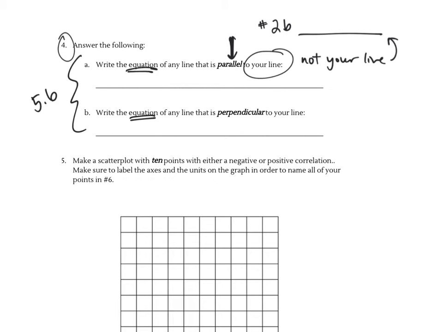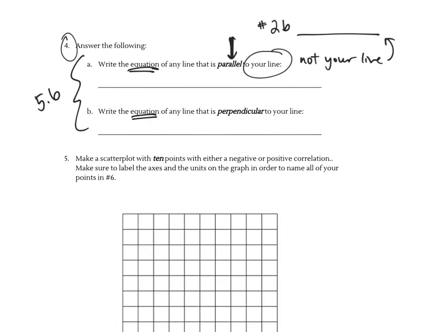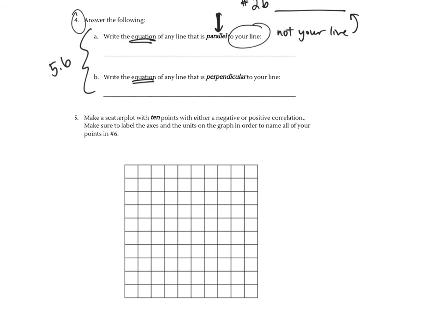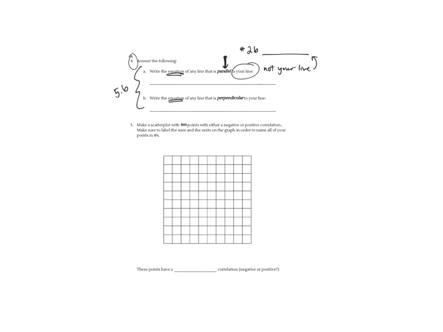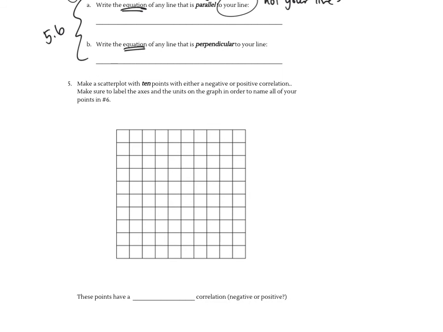Okay, and then for 5, I guess I should have actually picked to start with 6 instead. Probably should have started with number 6. All you have to do is pick 10 points with positive or negative correlation. And also, don't make this a line. I know the other one has to be a line, but don't make this a line. I can't really grade 6 and number 7 if you make it a line.